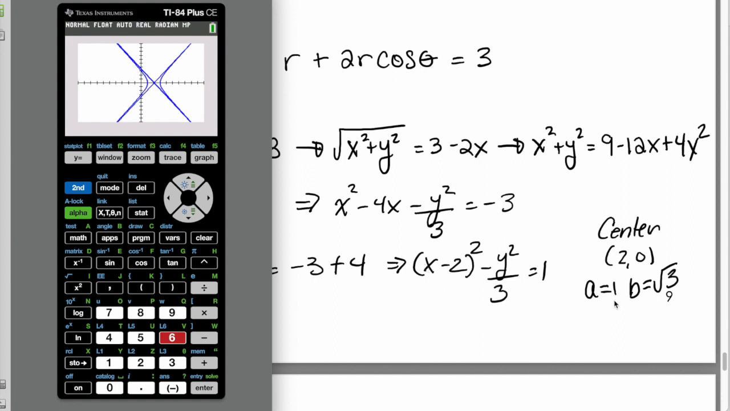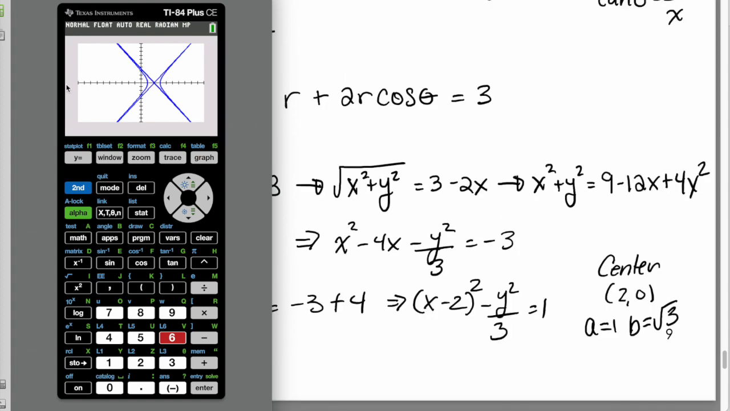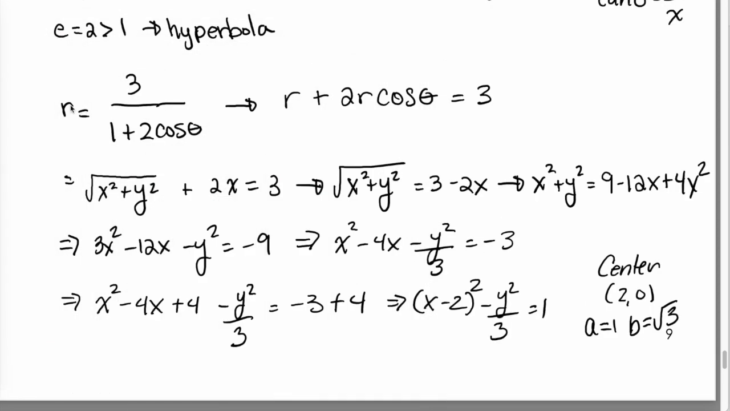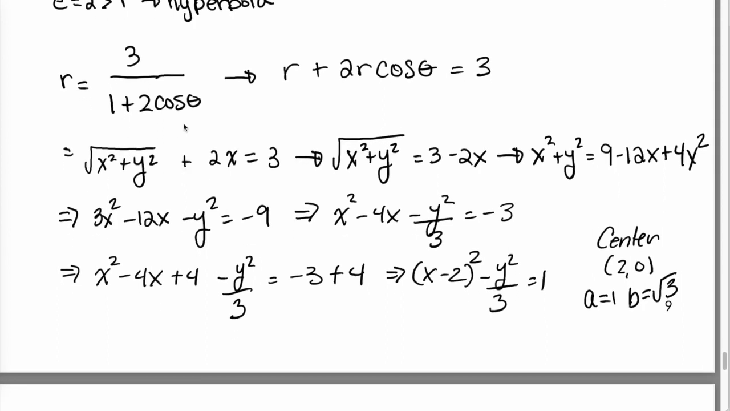And our a is 1, which means from the center out, I'm going to have my vertices 1 unit from the center out. And then if I wanted to find my foci, I would just go from the center out the square root of 3. I think it's worth the time to practice going back and forth between rectangular and polar so that you can recognize and verify that these graphs are the same.